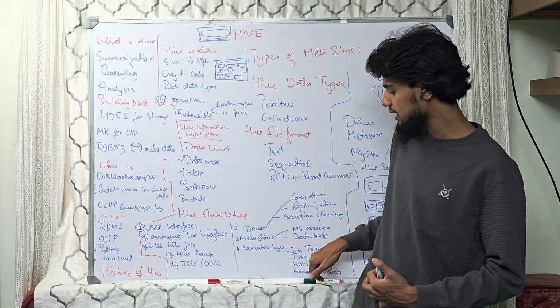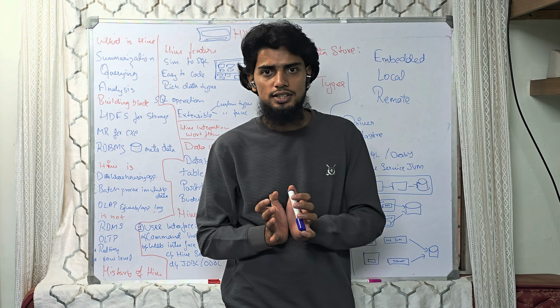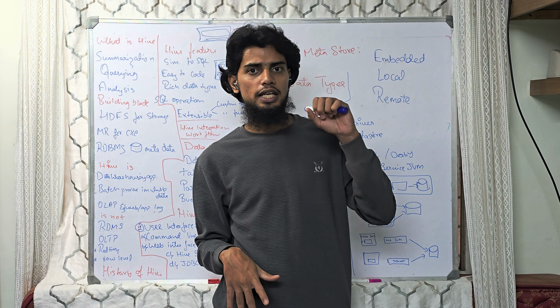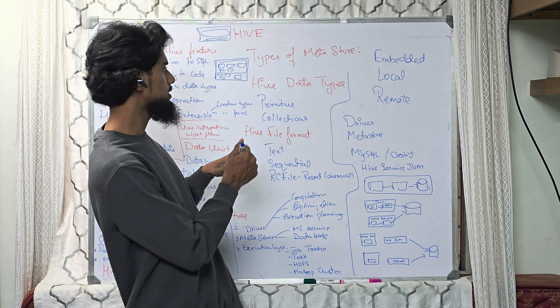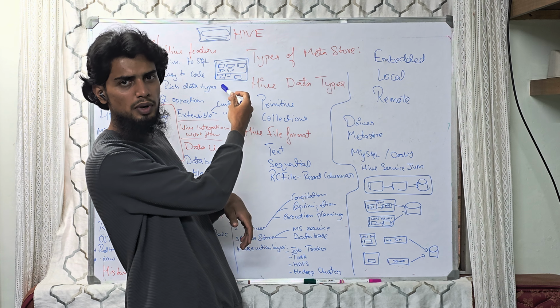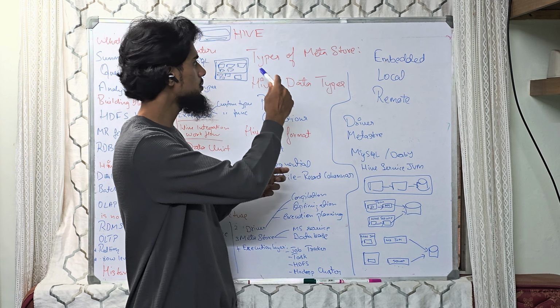Execution layer: you have job tracker, task tracker, HDFS, Hadoop cluster. So basically one particular cluster. So there are multiple clusters. Each cluster has this HDFS component, right? So this is the HDFS, job tracker, task tracker. Also MapReduce you have to write in that. Anyways, that's done. Then we'll talk about types of Metastore.